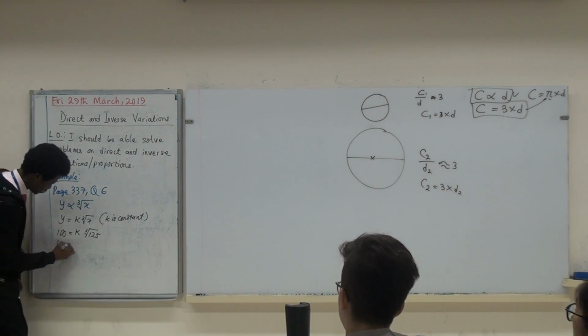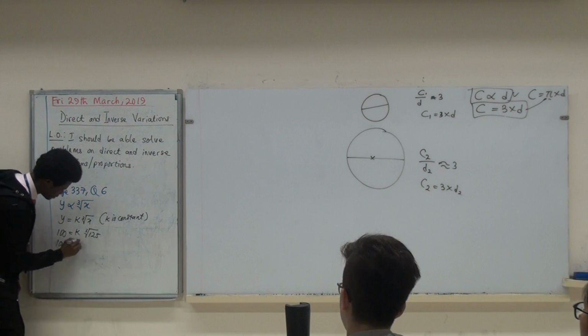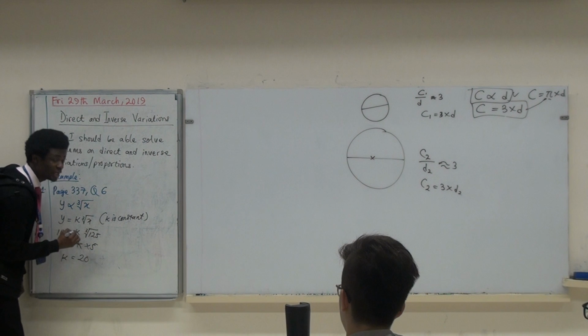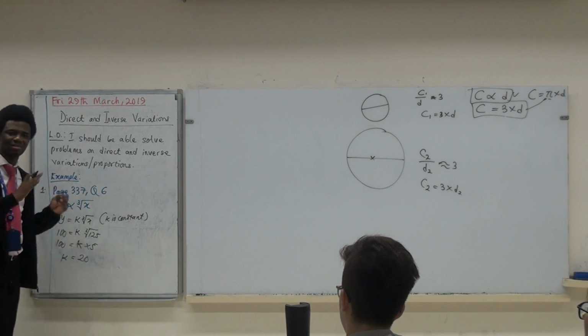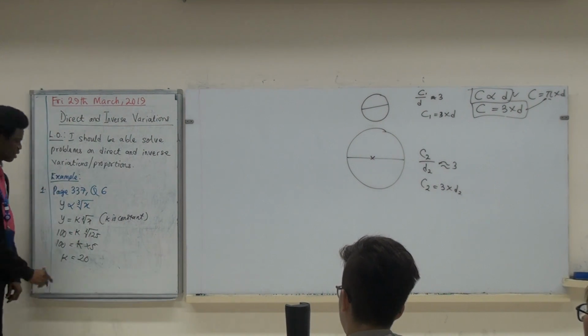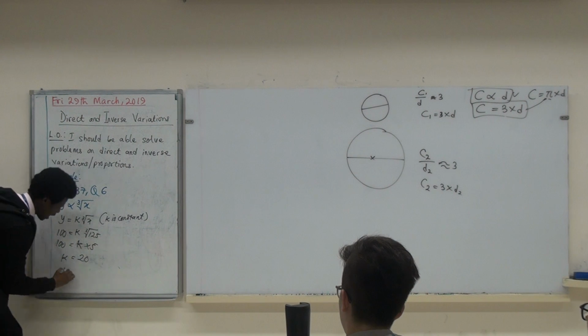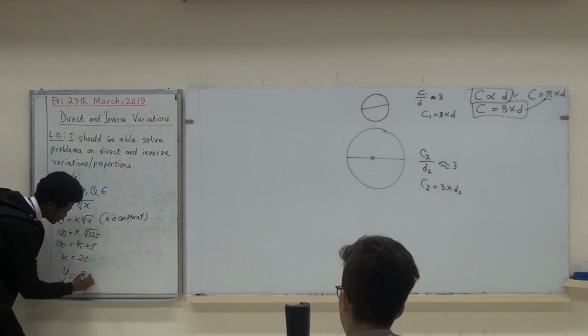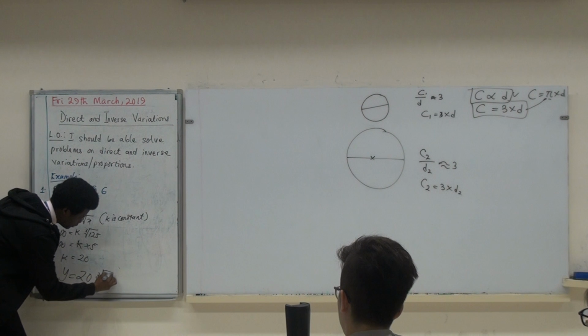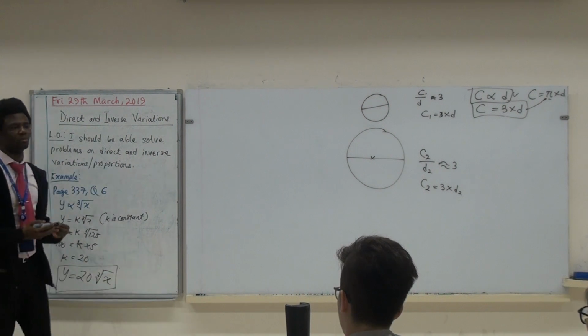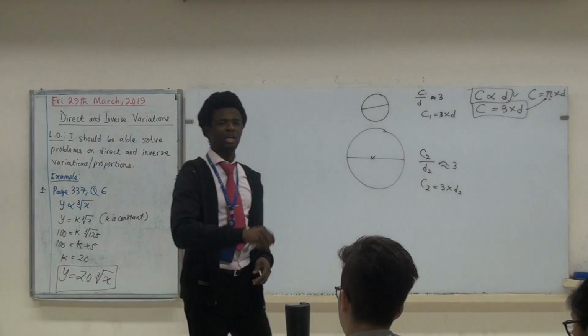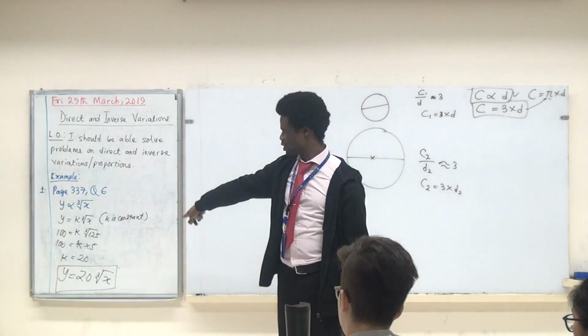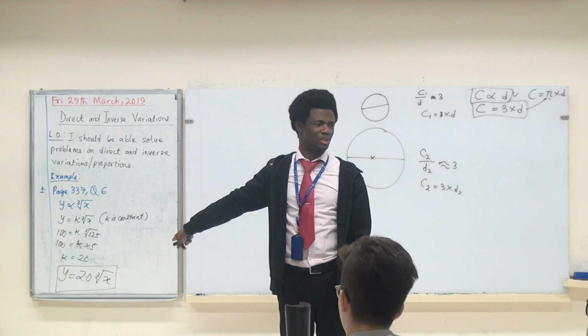So 100 is equal to what? K times 5. And with that, k will be equal to what? 20. Now that k is 20, what is the exact relationship between x and y? Anybody? y equals 20 times cube root of x. So this is the exact relationship, and any question that follows will be solved using this formula or relationship.